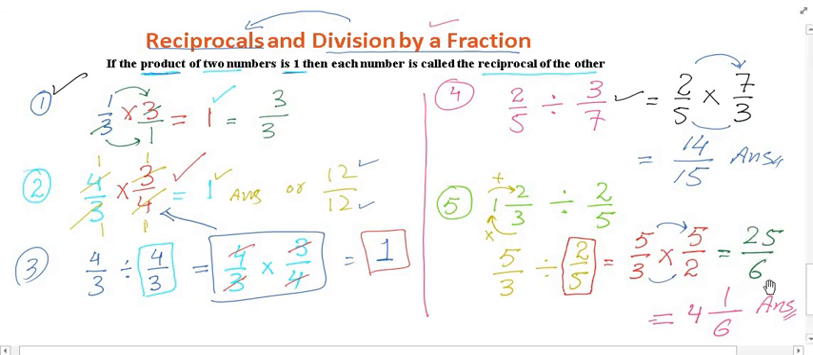Now it's an improper fraction, change it into a mixed number. Take what number multiplied gives you near the top number. I have 4 multiplied by 6 gives you 24, and 1 plus gives you 25. So that's why it is 4 and 1 out of 6. So this is your mixed number answer.